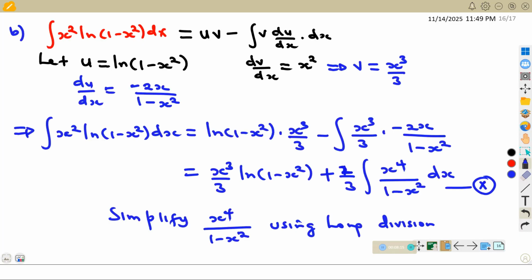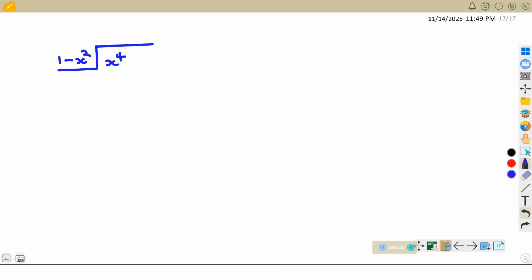So we use long division, and using long division, it means here we shall have to put negative of x squared. When you multiply it with this, it will give us x to power 4. When you multiply it with this, you'll get minus x squared. So from there, we shall subtract. This will give us 0. Of course, this will be x squared.